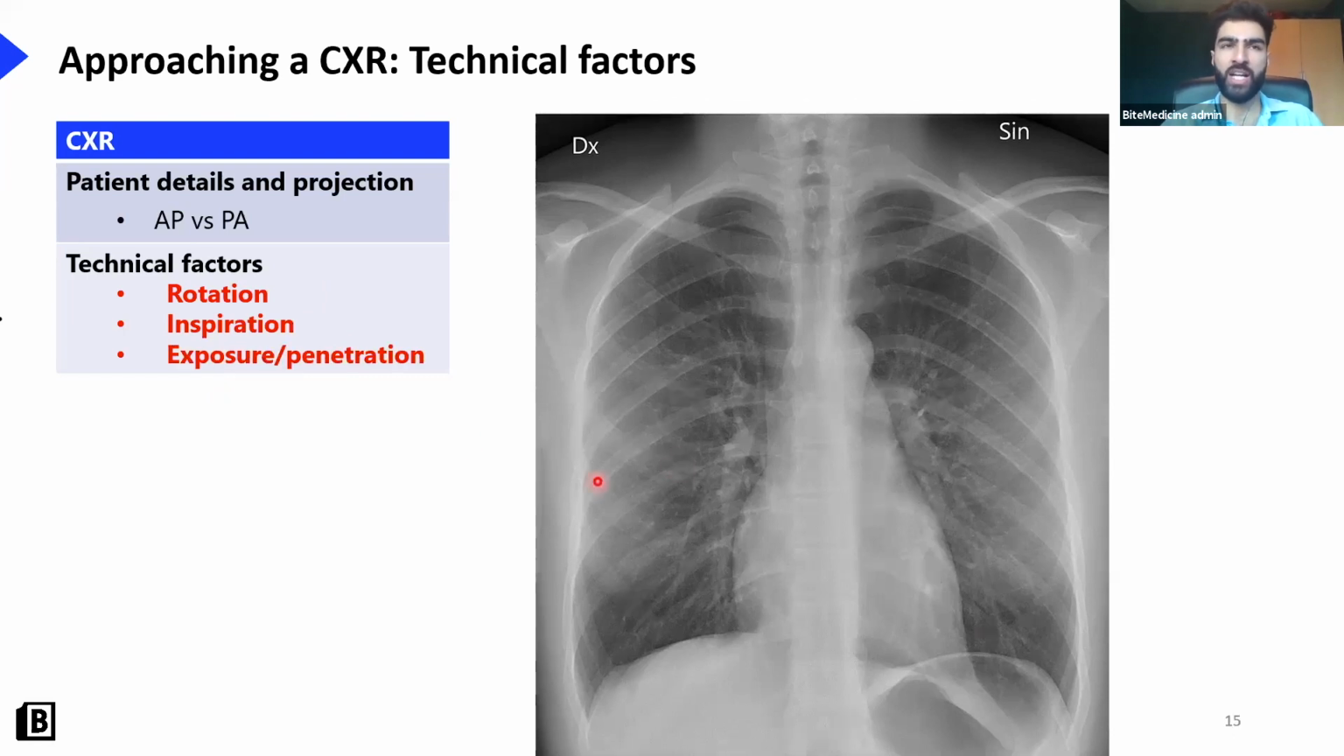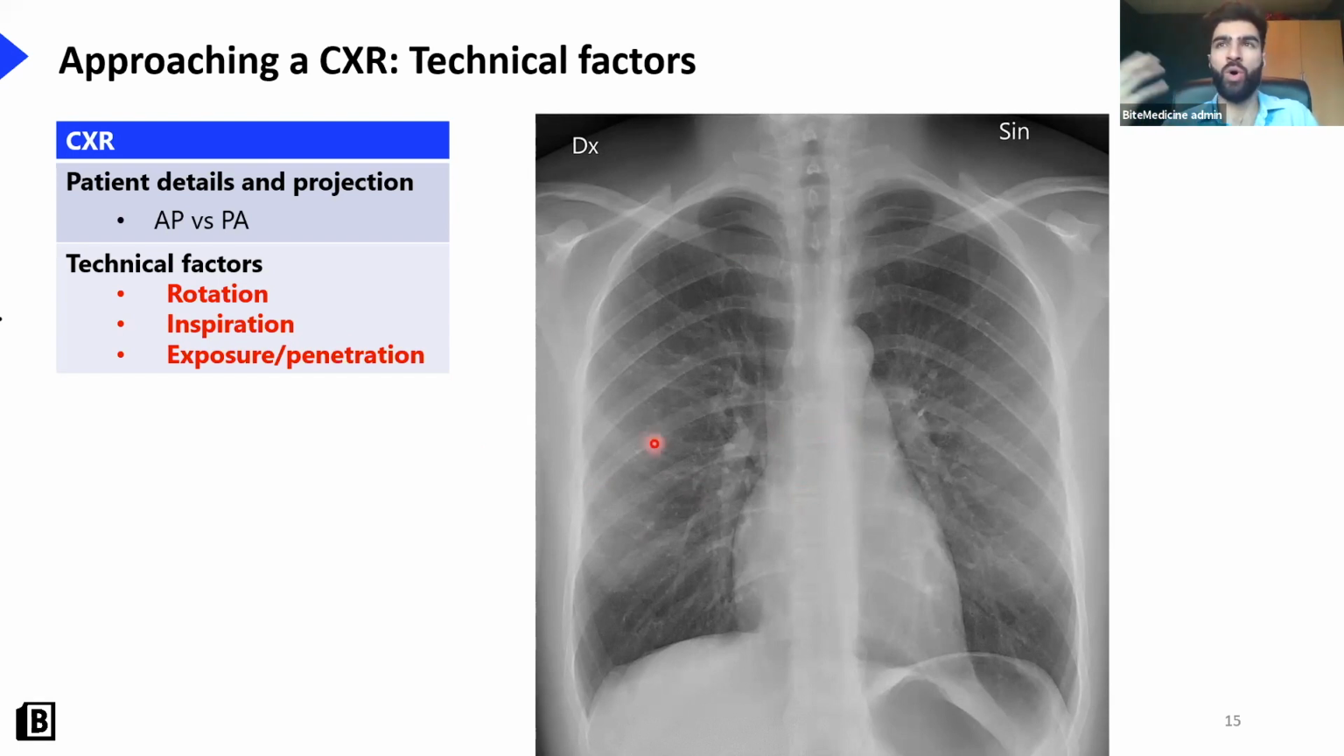And exposure. How do we assess exposure? What are we looking for? What even is exposure? So you're looking at the vertebra behind the heart. If you can just about see the vertebra, and more specifically, if you can just about see the intervertebral disc, so the black space between the vertebra, then that is adequate exposure.